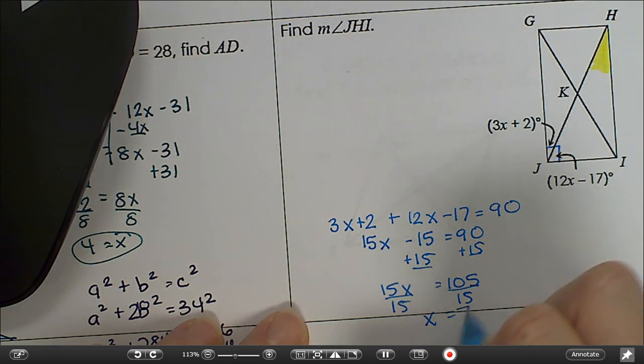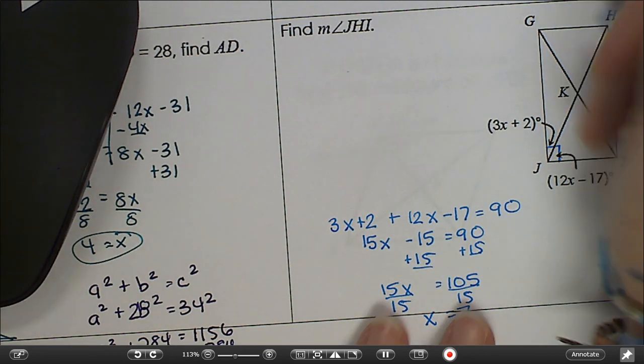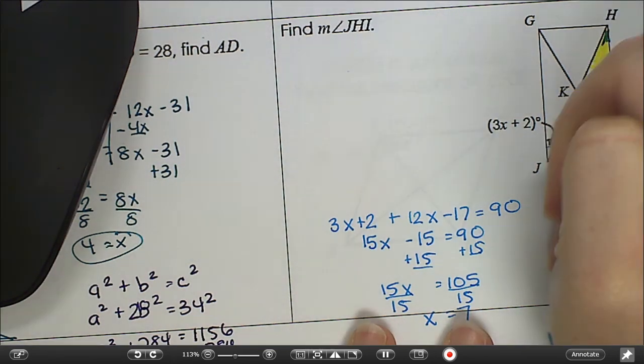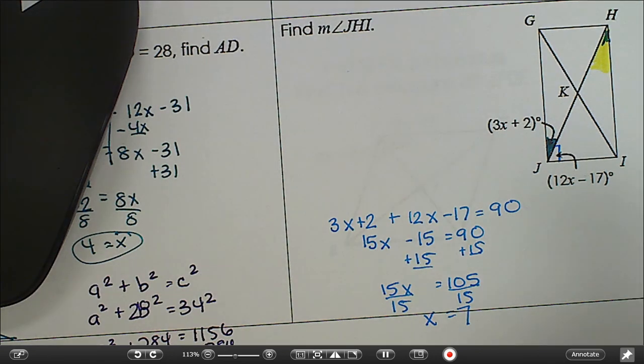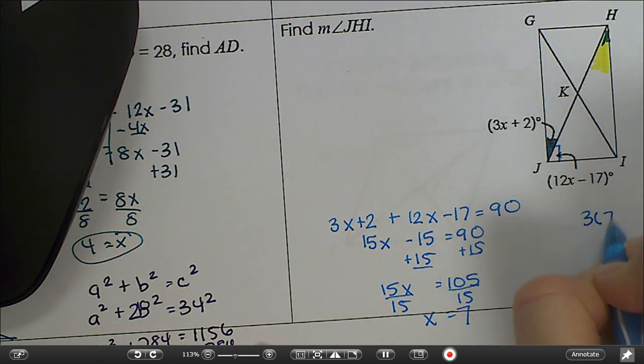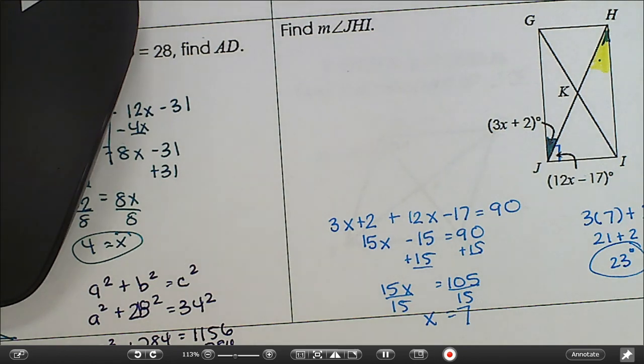So x equals 7. All right, but what we want is this angle, which we know is the same as this angle, because they are alternate interior. So we're going to substitute, so this angle here is 23 degrees. All right, good luck.